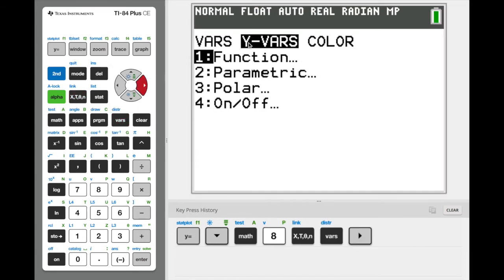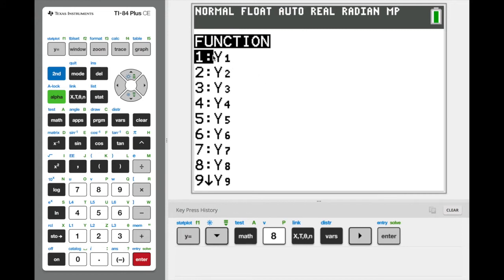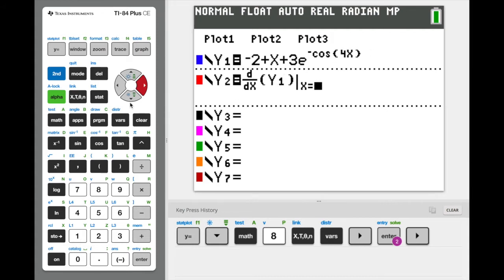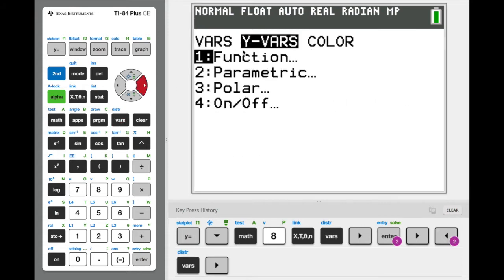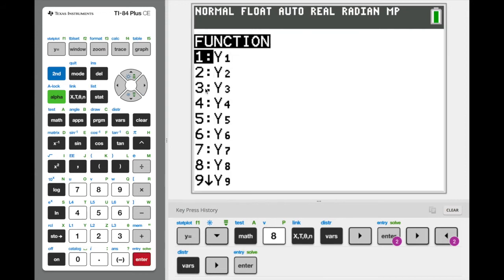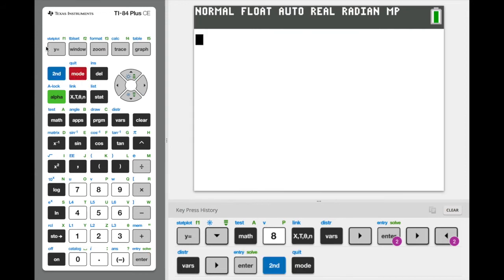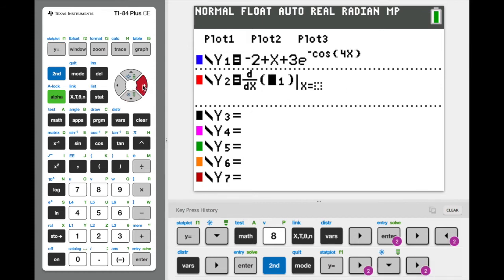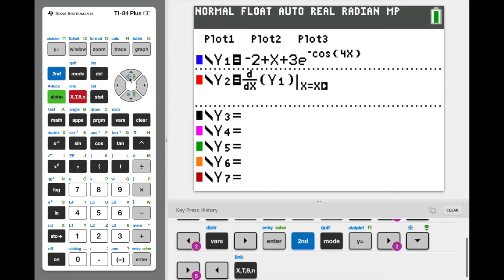I'm going to go to my y variables, hit function, and have it pull the equation that's in y1. So whatever equation I have in y1 here, it's going to be taking the derivative of it here in y2, which is pretty nice so that I don't have to type all of that back in again. And again, the shortcut for that is to go to the variables button, to yvars, function, and then y1. Then in our derivative statement, x is going to be equal to x, so that it graphs the whole line.